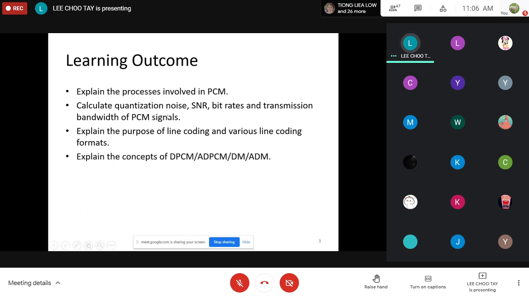Okay, there are four learning outcomes that you must fulfill in this chapter. First one is to explain the processes involved in PCM. All right. Second one is to calculate the quantization noise, signal to noise ratio, bit rates, and transmission bandwidth of PCM signals. Third one is to explain the purpose of line coding and various line coding formats. And the fourth one is to explain the concept of DPCM, ADPCM, DM, and ADM.